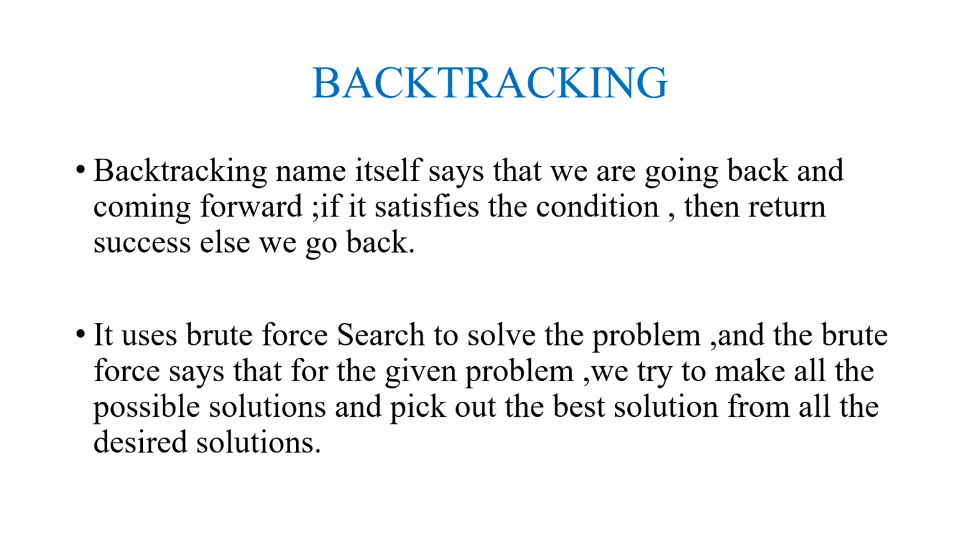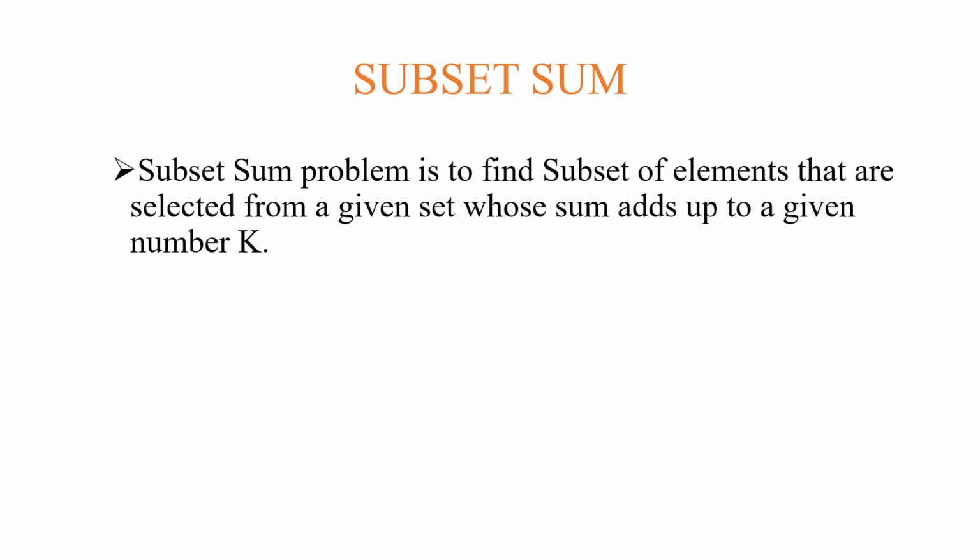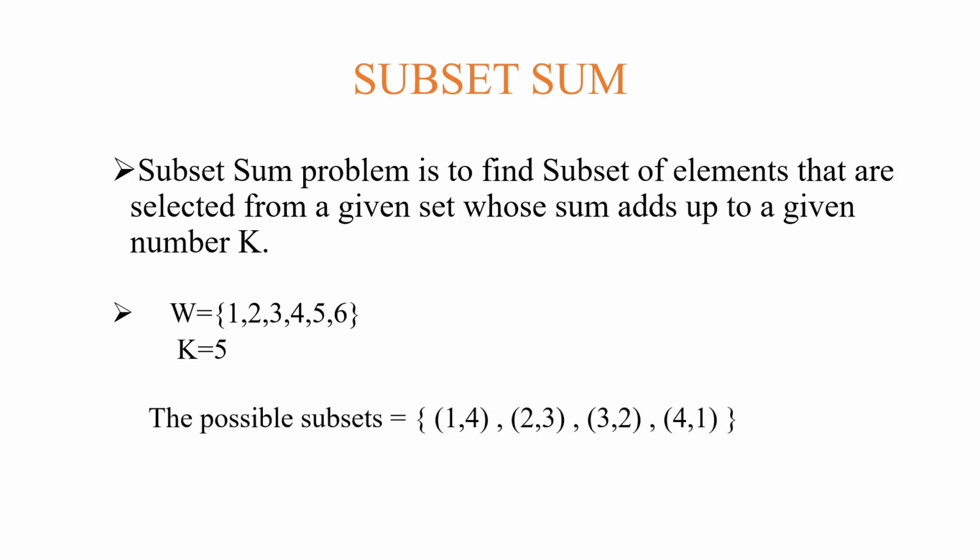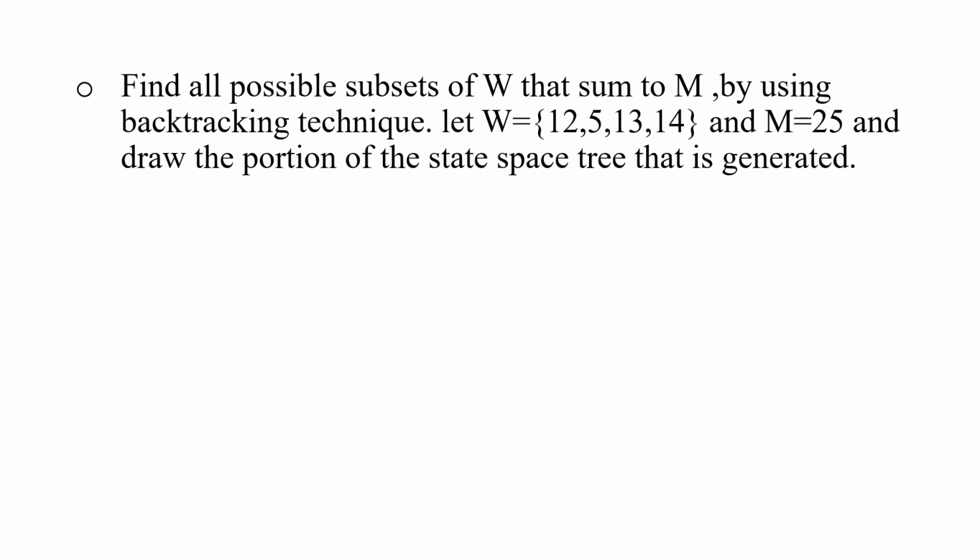Now let us learn what is meant by subset sum. Subset sum problem is to find subsets of elements that are selected from a given set whose sum adds up to a given number k. Let us see an example. Here is a set W equal to 1, 2, 3, 4, 5 and 6, and the sum of the subset should be equal to k, that is 5. The possible subsets from the above set W which are equal to k are {1, 4}, {2, 3}, {3, 2}, {4, 1}. Let us solve a problem using backtracking.